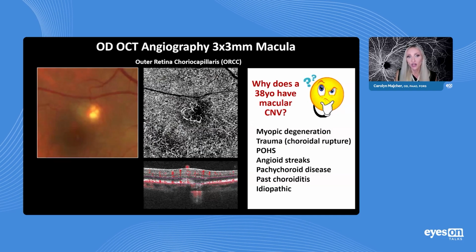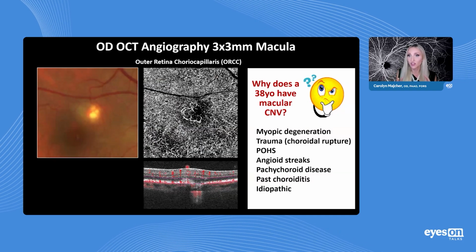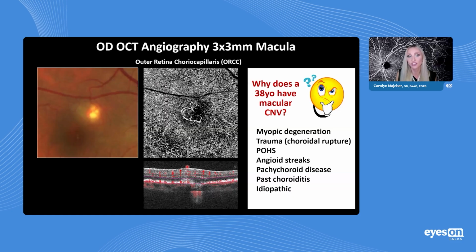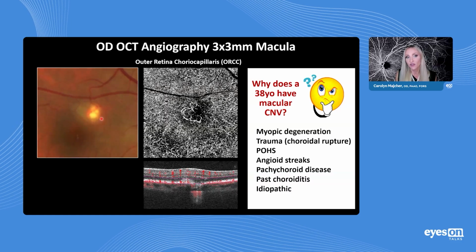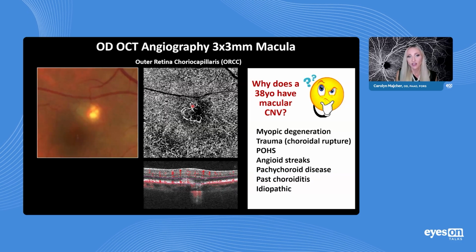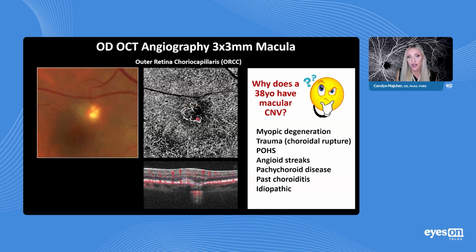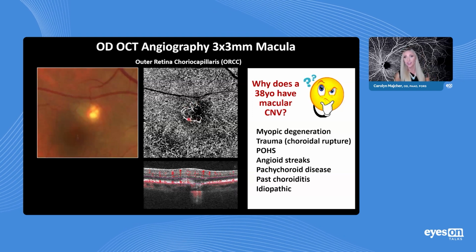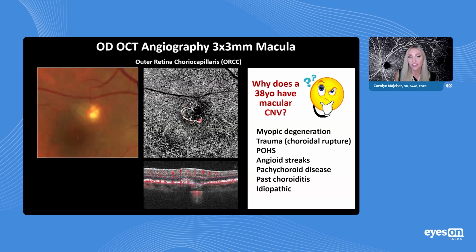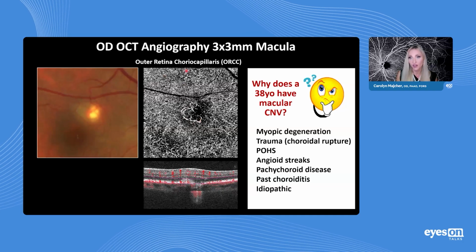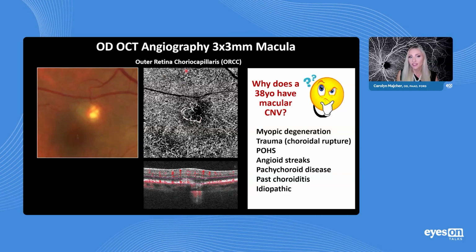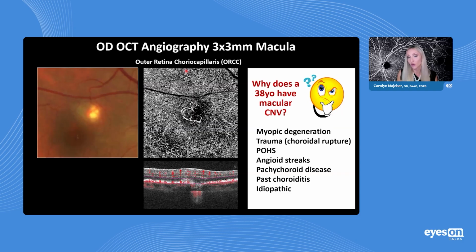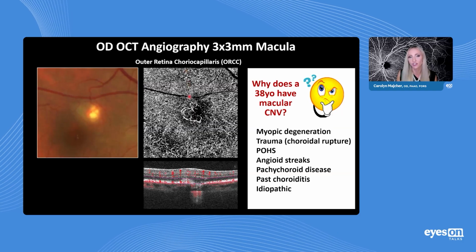On OCT angiography, I chose to do a 3mm scan to get really high resolution detail of this neovascular net that I suspected. And you can see even on the 3mm scan how small and fine this neovascular complex is. And this is, again, our outer retina choriocapillaris slab that's ideal for detecting subretinal or choroidal neovascularization.